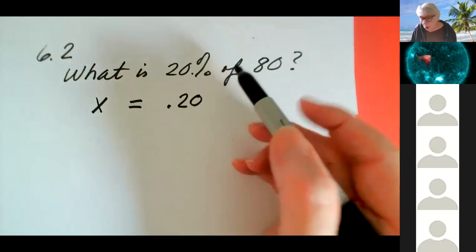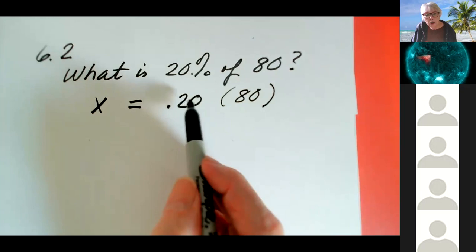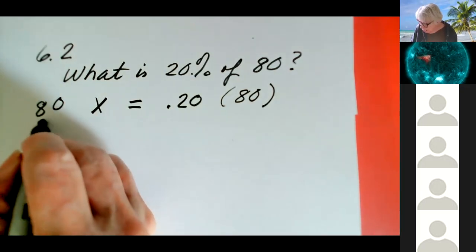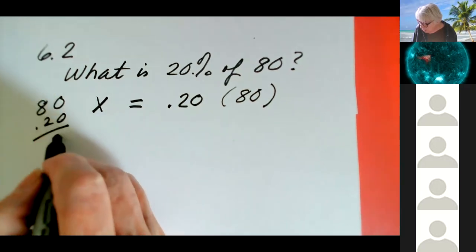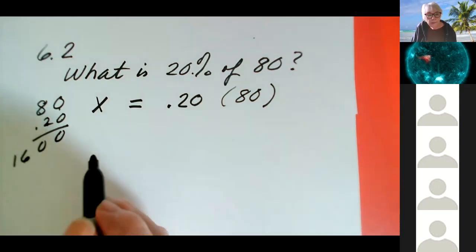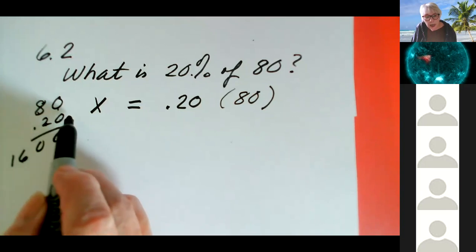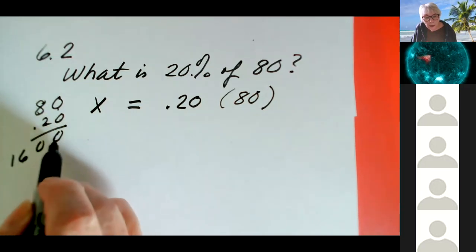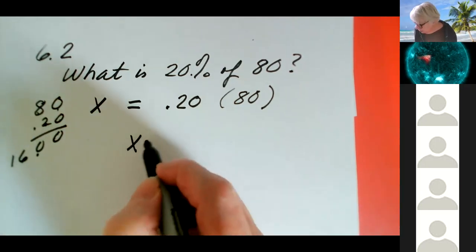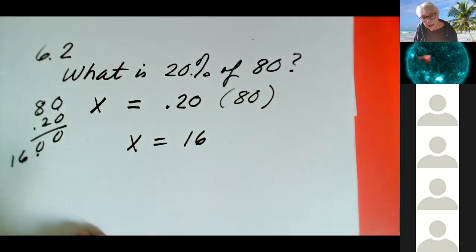The word of is multiply. And so I'm going to multiply this by this. So let me just do it on the side. 80 times 0.20. This is 0. This is 0. This is 16. The decimal shift because of this multiplication is 1, 2, 1, 2. So what I'm seeing is the number 16. There's no need to put the 2 zeros at the end.